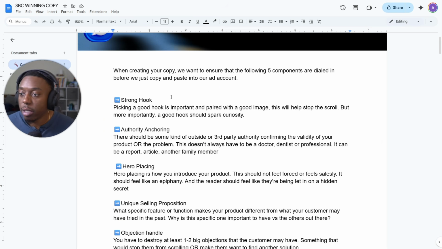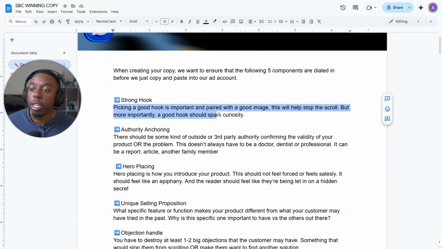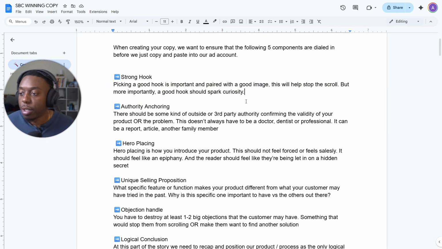So the first thing to making really good, strong, scalable copy is a strong hook. Picking a good hook is important, and paired with a good image, this will help stop the scroll. But more importantly, a good hook should spark curiosity. So we'll be talking about that in just a moment.